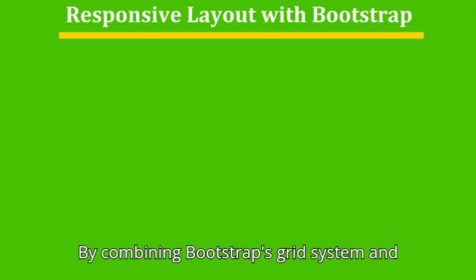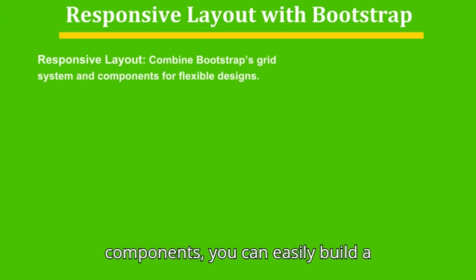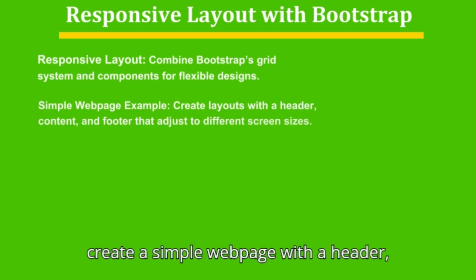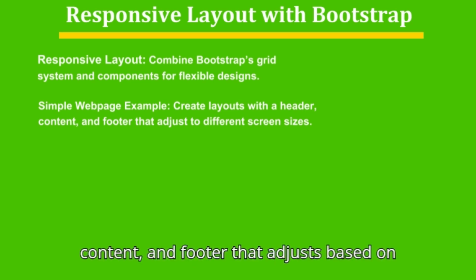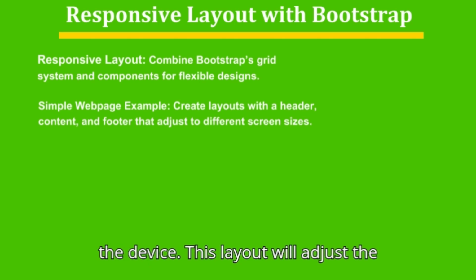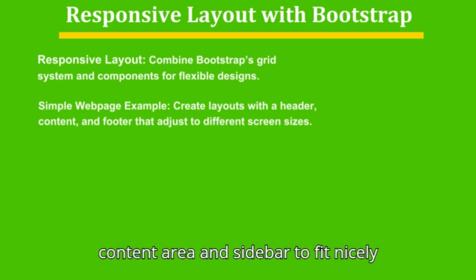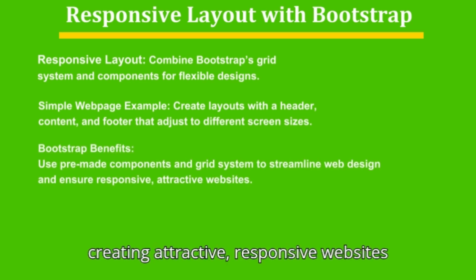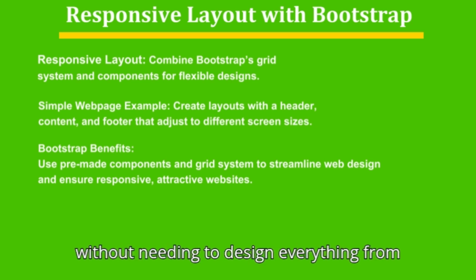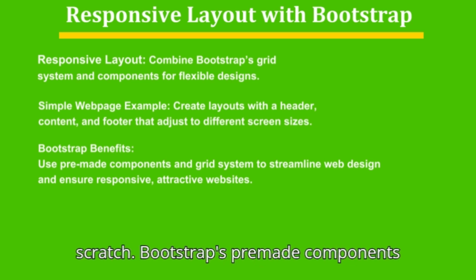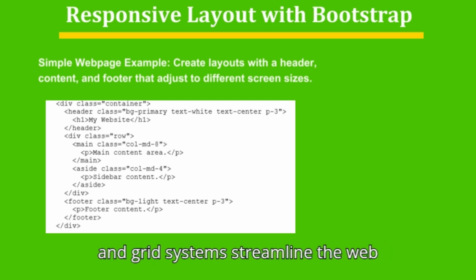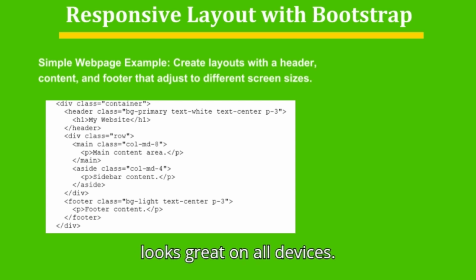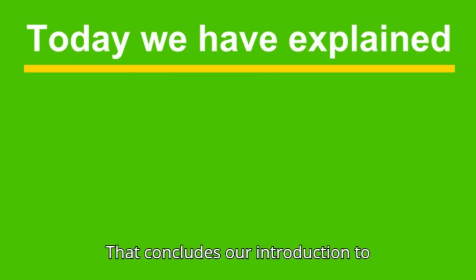By combining Bootstrap's grid system and components, you can easily build a responsive layout. For instance, you can create a simple web page with a header, content, and footer that adjusts based on the device. This layout will adjust the content area and sidebar to fit nicely on various screen sizes. With these basics of Bootstrap, you can start creating attractive, responsive websites without needing to design everything from scratch. Bootstrap's pre-made components and grid systems streamline the web design process and help ensure your site looks great on all devices. That concludes our introduction to Bootstrap.